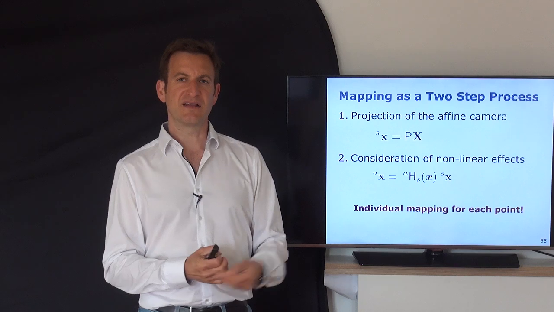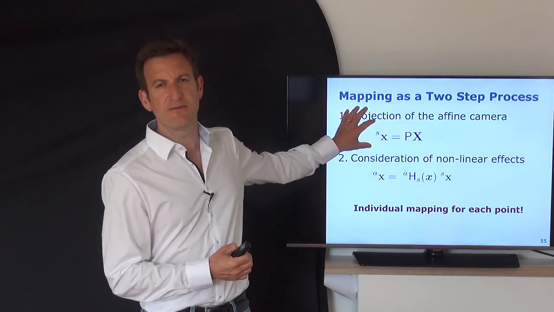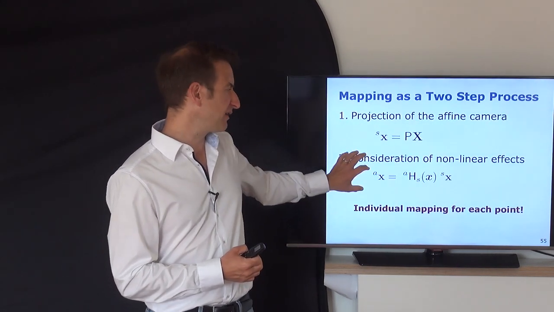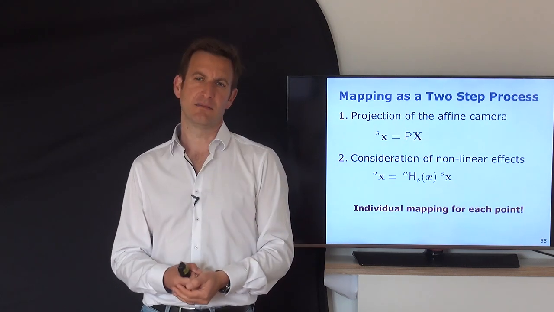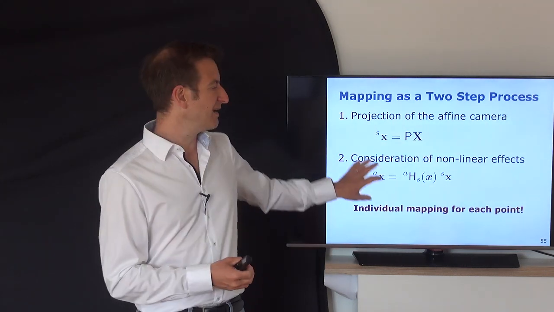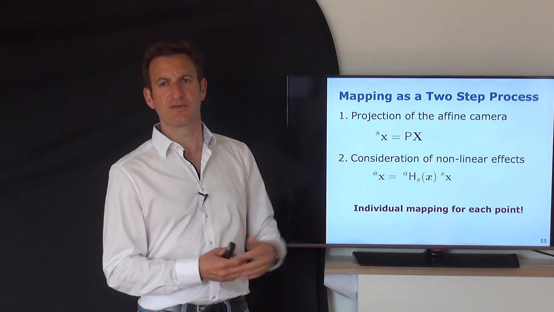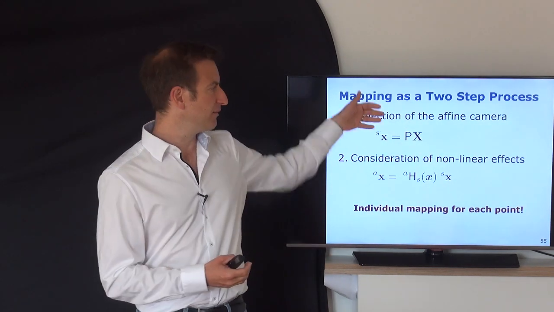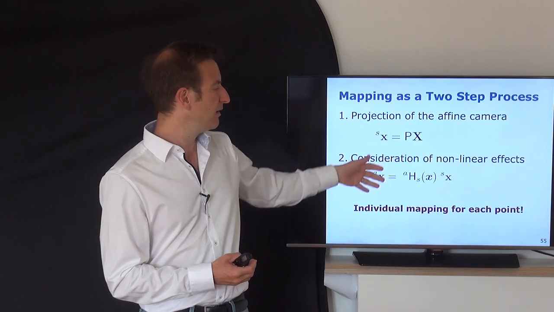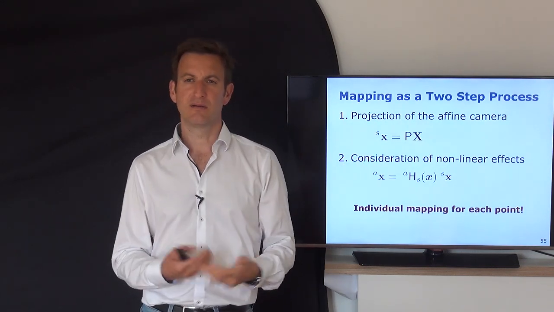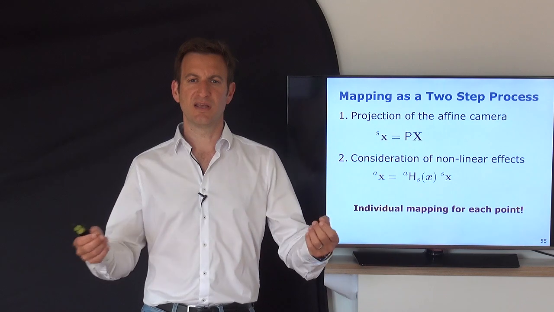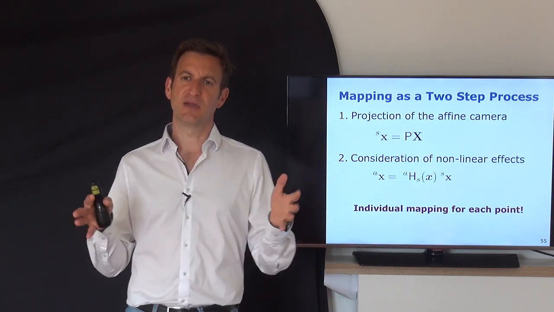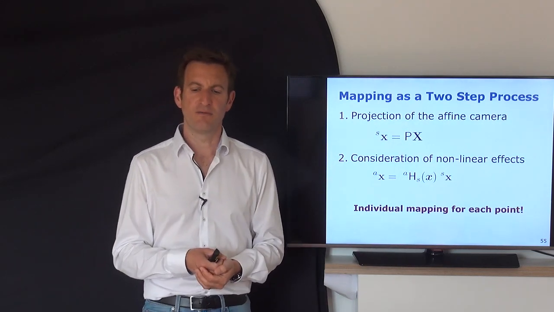The overall result is that the first step is the same for all pixels in my image, and the second step is different for every pixel in my image. That means we get a pixel-dependent or point-dependent transformation overall that we need to take into account. The first one is the same for all, and the second one is individual for every point. So we get individual corrections for every image so that we get the best possible corrections out for our camera.